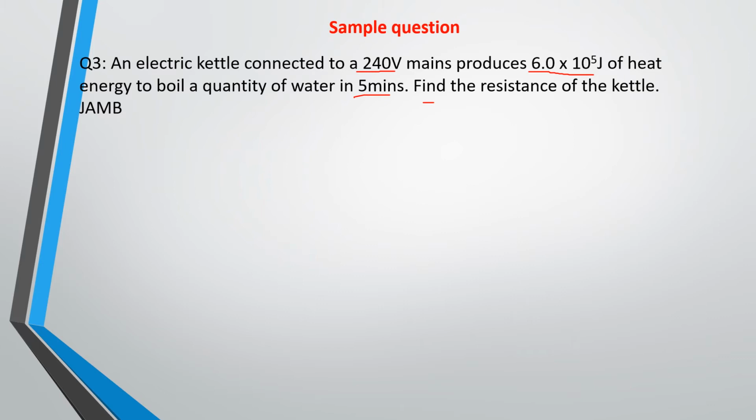Okay, so you look at the question and look at what is given to you. So heat energy is equals to what? IVT. It is equals to I squared RT. It is also equals to V squared T all over R.